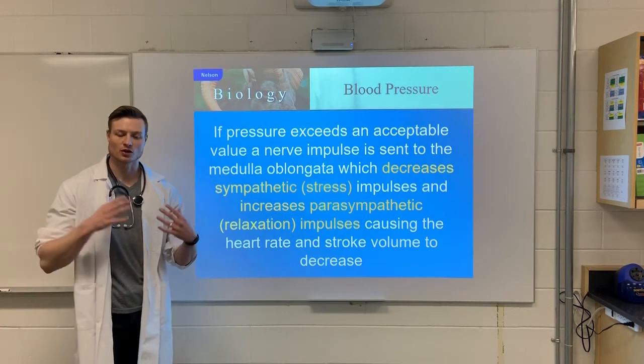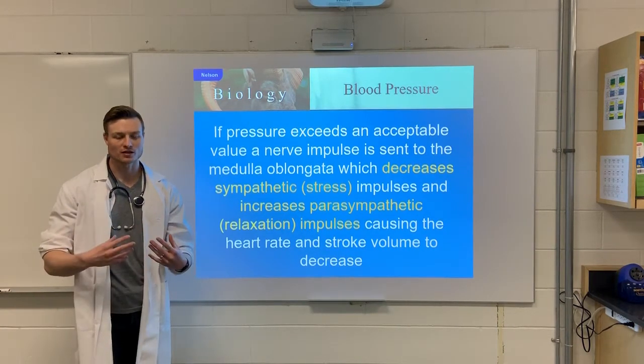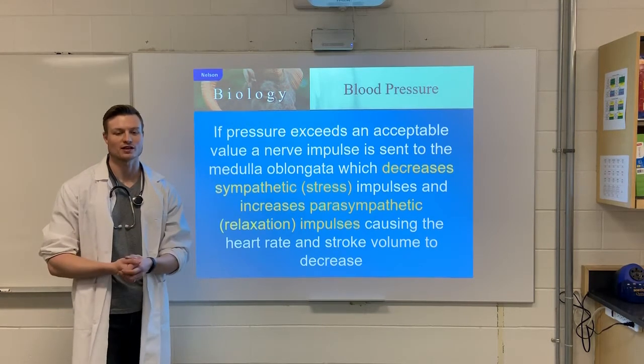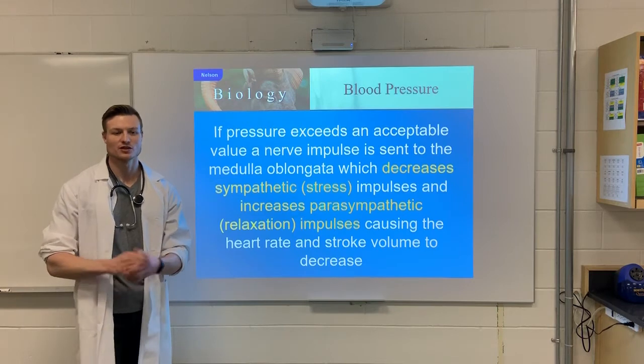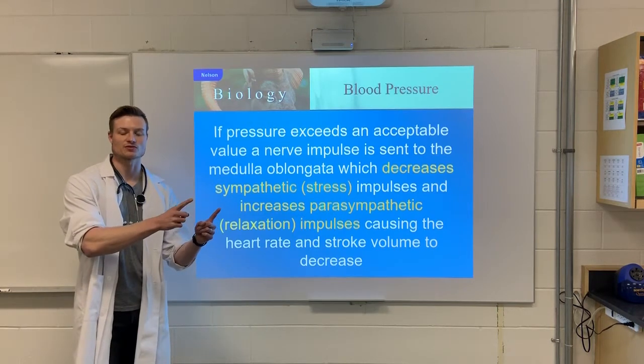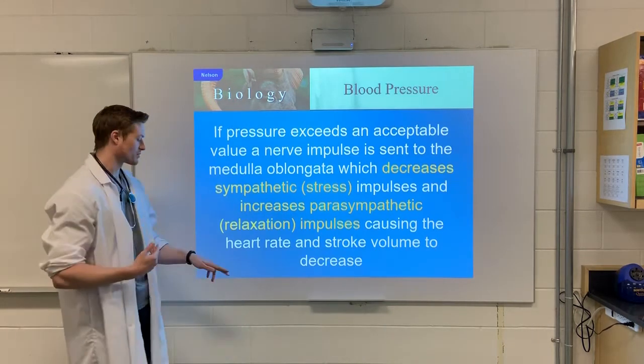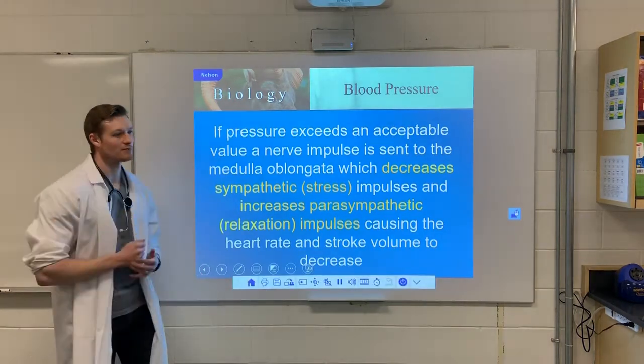So you're trying to lower your blood pressure by lowering your heart rate, lowering your stroke volume, lowering your cardiac output. And that's controlled by your nervous system. So the nervous system will get a signal from those receptors and then try and slow down and reduce your blood pressure. Okay? The opposite will happen as well.